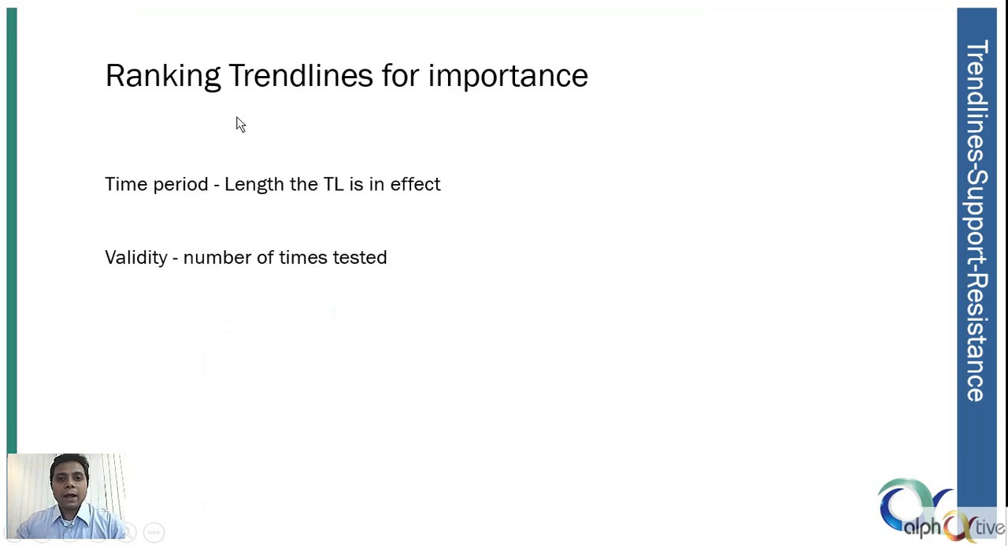So how do you rank trend lines? The first is the time period or the length of the trend line, and the second way is the validity, the number of times tested. We'll do the second one first, which we have spoken of: to draw a trend line you need 2 points and you have a trend line, but you wait for the third point and the fourth point. The more times it gets tested and it holds, the stronger and more valid it becomes. The time period is the period for which the trend line is holding.